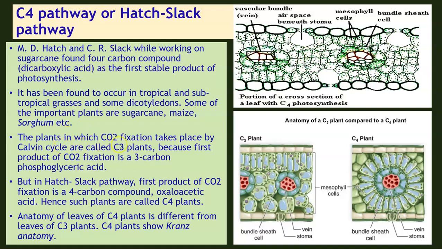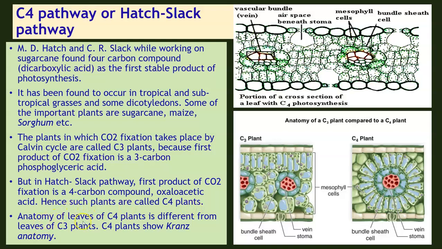The plants in which CO2 fixation takes place by the Calvin cycle are called C3 plants because the first product of CO2 fixation is a 3-carbon phosphoglyceric acid. So it's a 3-carbon compound, and hence it is called the C3 cycle, that's your Calvin cycle, and those plants are called C3 plants. But in the Hatch-Slack pathway, the first product of CO2 fixation is a 4-carbon compound, oxaloacetic acid, and hence such plants are called C4 plants, and the cycle is called the C4 cycle.